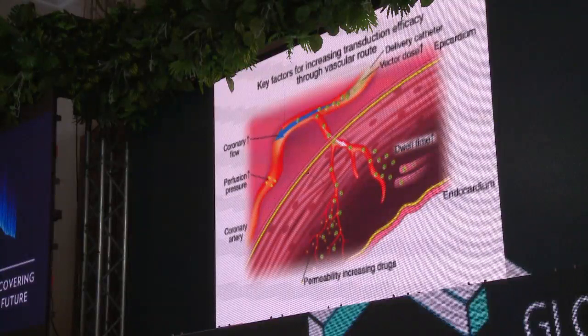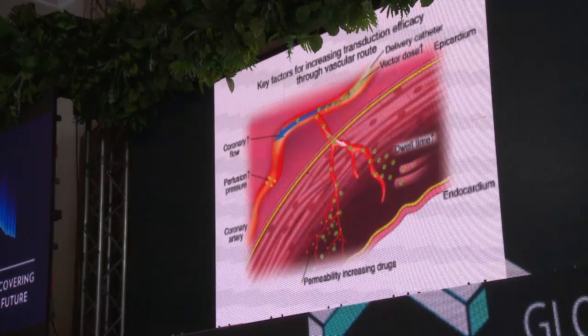And one of the simplest ways that we've used clinically is to inject slowly down the coronary arteries without blocking any flow, so that the patient, especially a heart failure patient, doesn't have any problems during that procedure. Now, what are the key factors for increasing transduction efficiency in the heart?